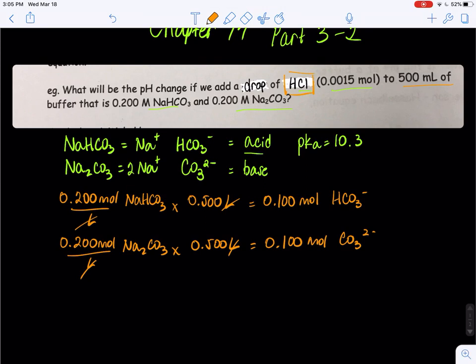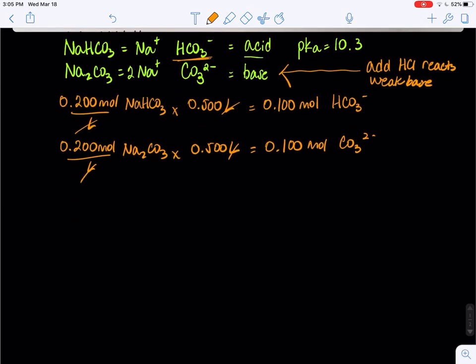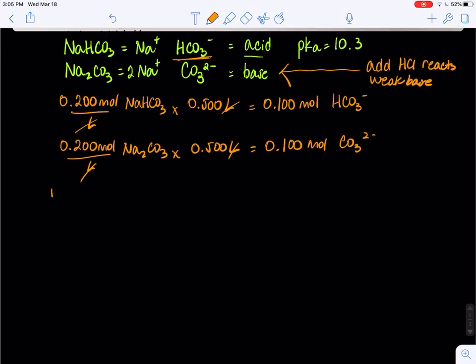Now, HCl that we're adding here is an acid. And the acid that you add, HCl, will react with the base. So if you add HCl, it reacts with your weak base in the buffer. The acid here is just going to hang out and not react. So when we set up an ice table, it's going to look like this. Your first step generally starts here. You write the balanced chemical reaction.